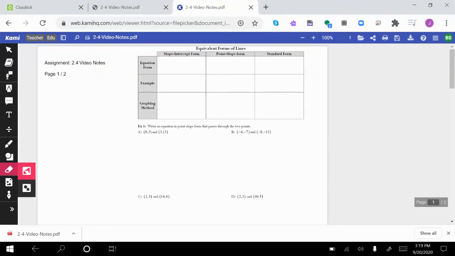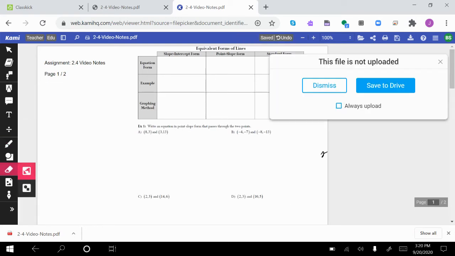Hey everybody. So today we're going to be looking at our 2.4 video notes for Algebra 2 studies. I'm going to be looking at some point slope form to start. So let me just turn on my pen here, just making sure that it's working. Okay.